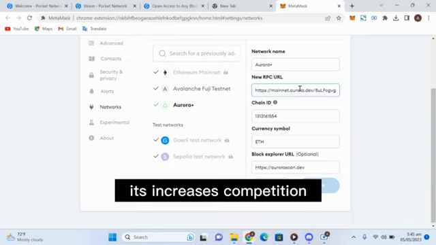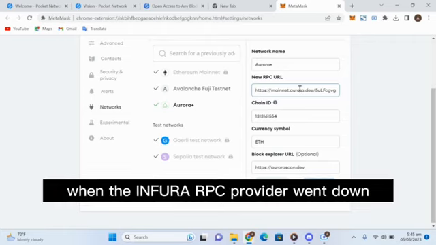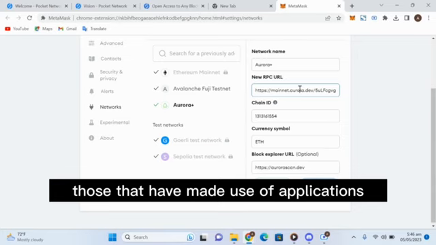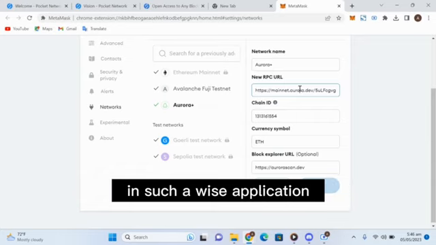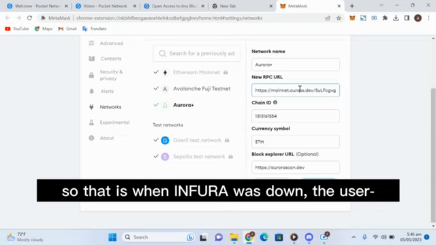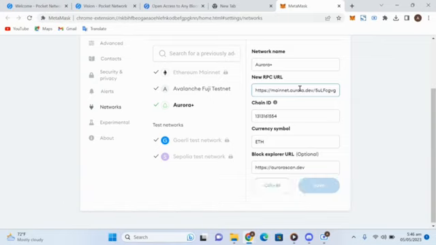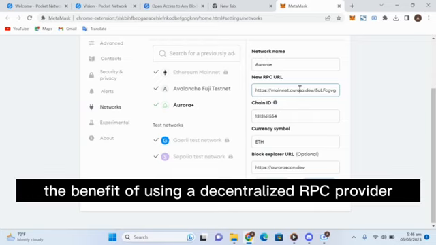It increases competition. Imagine in 2014 when the Infura RPC provider went down. Imagine those competing with applications relying on the Infura RPC provider, who have made use of a decentralized RPC provider. When Infura was down, the users of those applications that were down would be looking for alternatives, and as a result, the people relying on a decentralized RPC provider will acquire more customers.